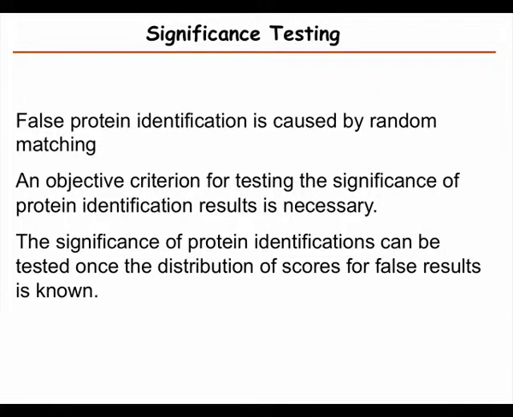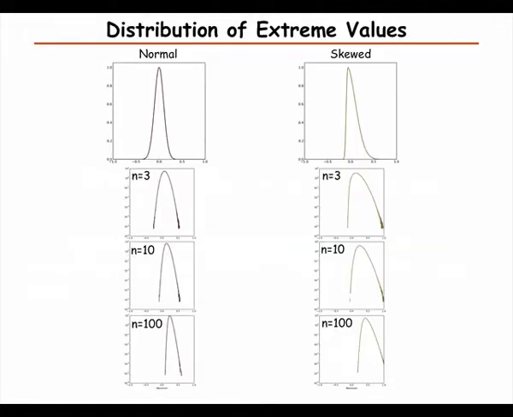And what we need to know is what the score distribution is for false results, and then from that we can estimate what the chance is that the spectrum that we scored has just a random match.